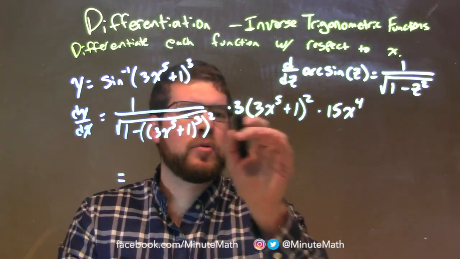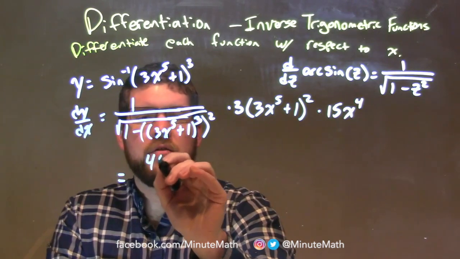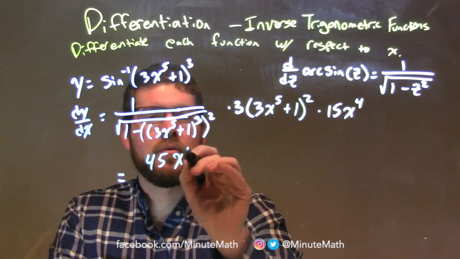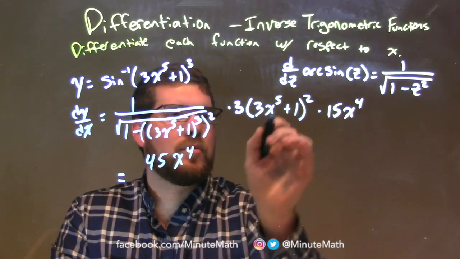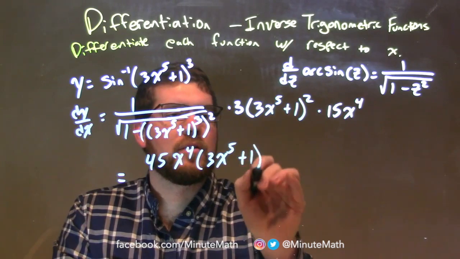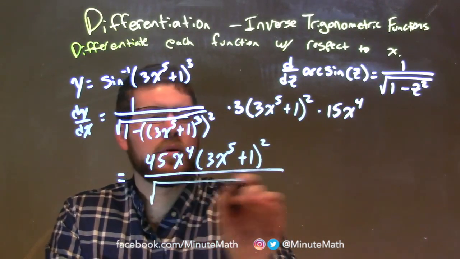3 and 15 multiplying across the numerator will be 45. So we have 45 times x to the fourth. Let's bring that out front. x to the fourth times, let's bring these parentheses over here, 3x to the fifth plus 1 squared, all over my denominator, which we can simplify a little bit here.